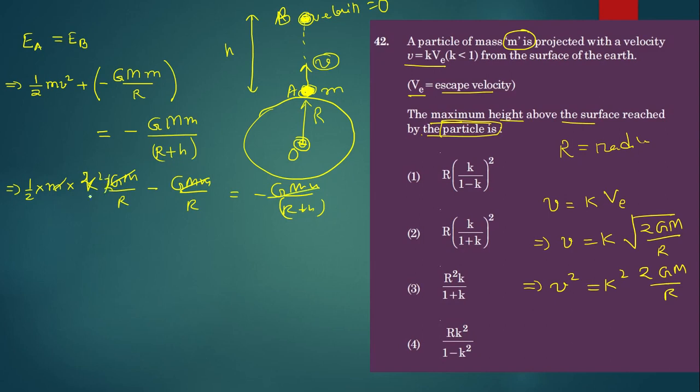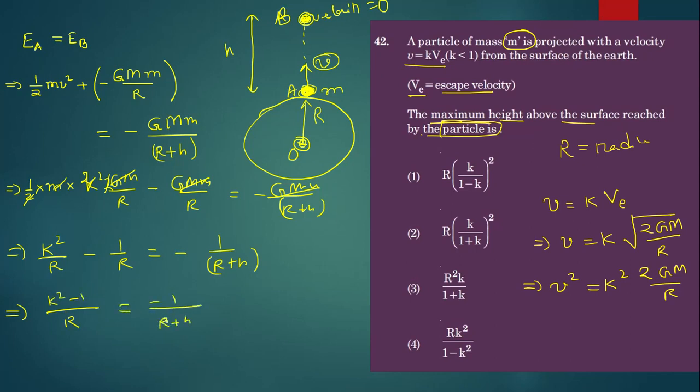This 2 will be cancelled with this 2, and then we are left with k square by R minus 1 by R equal to minus 1 by R plus H. Now we will solve this to get the answer. R k square minus 1 is equal to minus 1 R plus H. So this will be equal to 1 minus k square divided by R equal to 1 by R plus H. I have just multiplied with minus sign both sides.